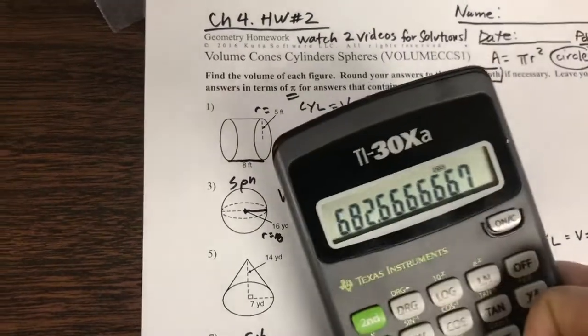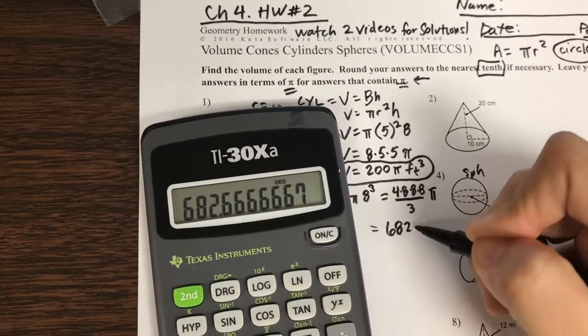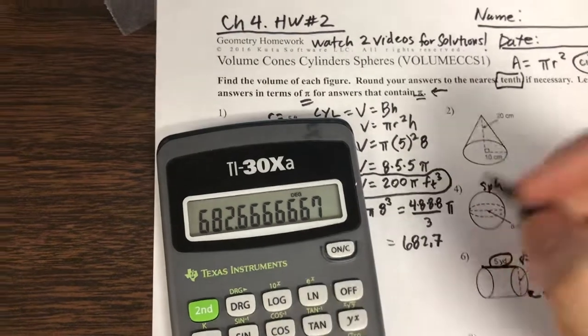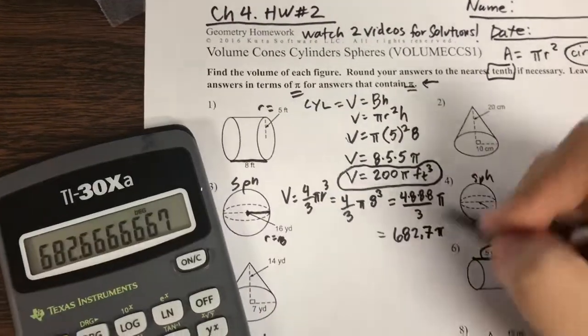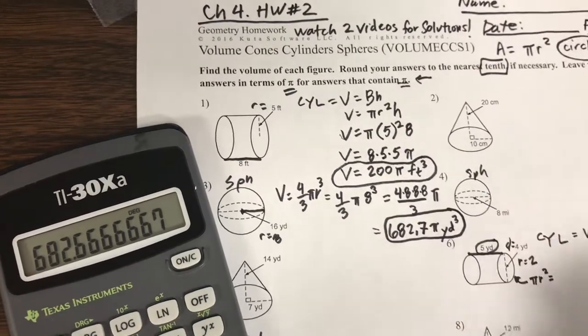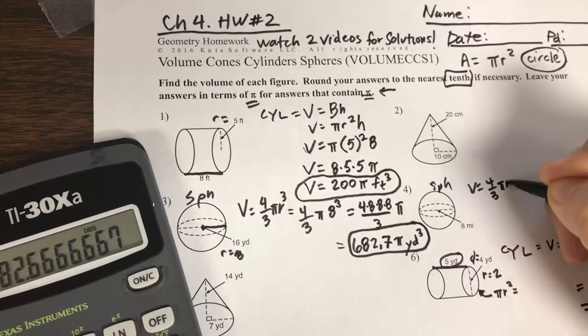Okay, so I do get a decimal, and so I need to round that. 682 point, I'm going to round the 6 to a 7 pi. Final answer, yards cubed. Looking good. Let's do another one. The volume of a sphere is 4/3 pi r cubed.